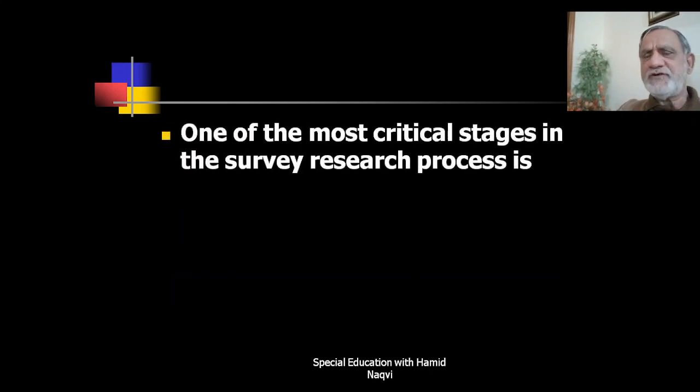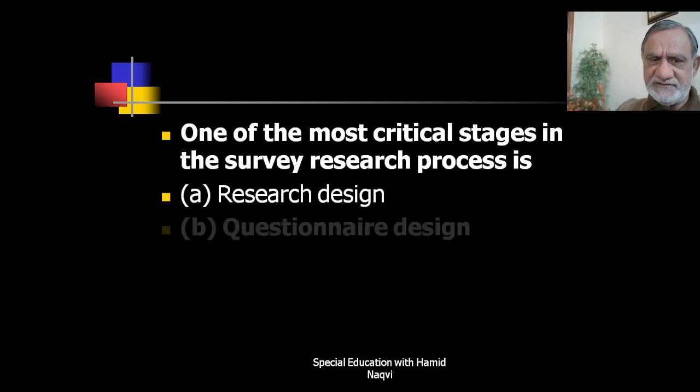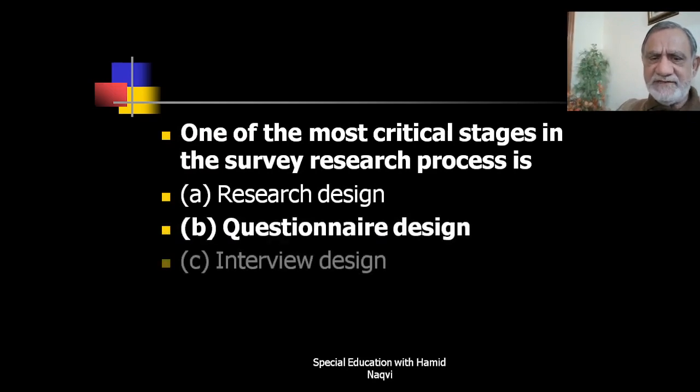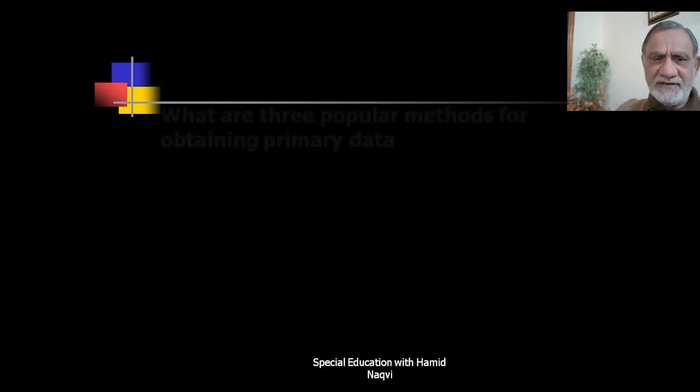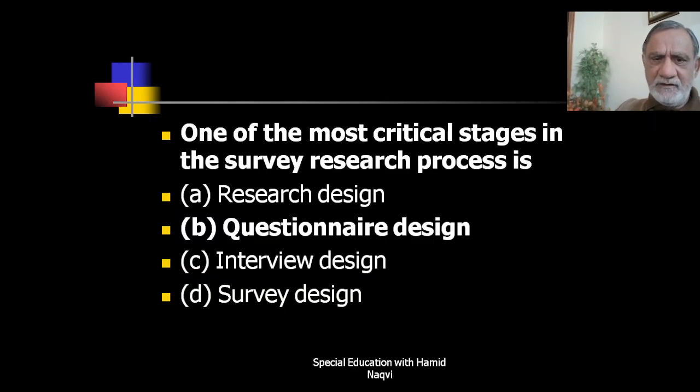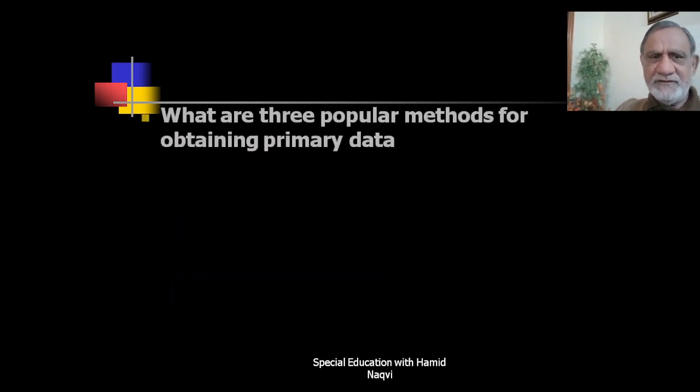One of the most critical stages in the survey research process is research design, questionnaire design, interview design, or survey design. The correct answer is questionnaire design. Next question is, what are the 3 popular methods for obtaining primary data?